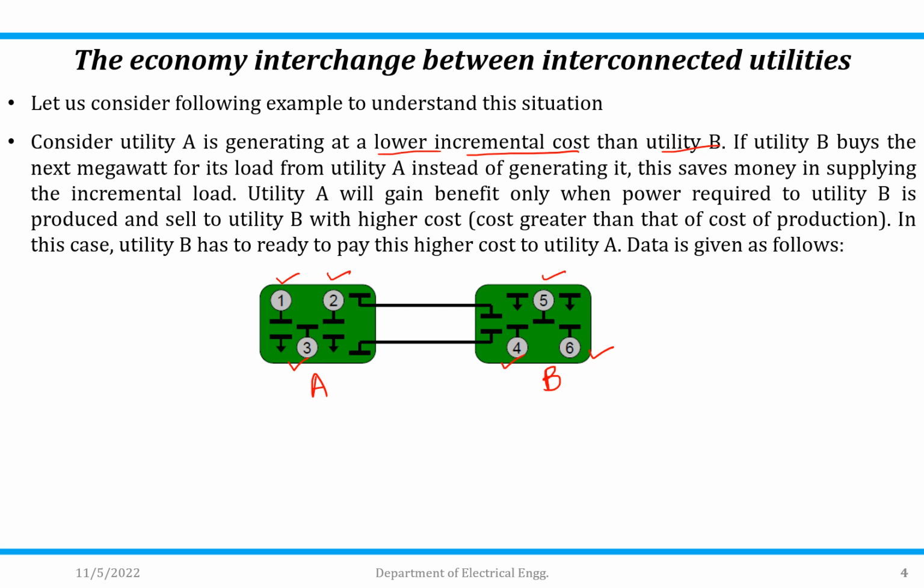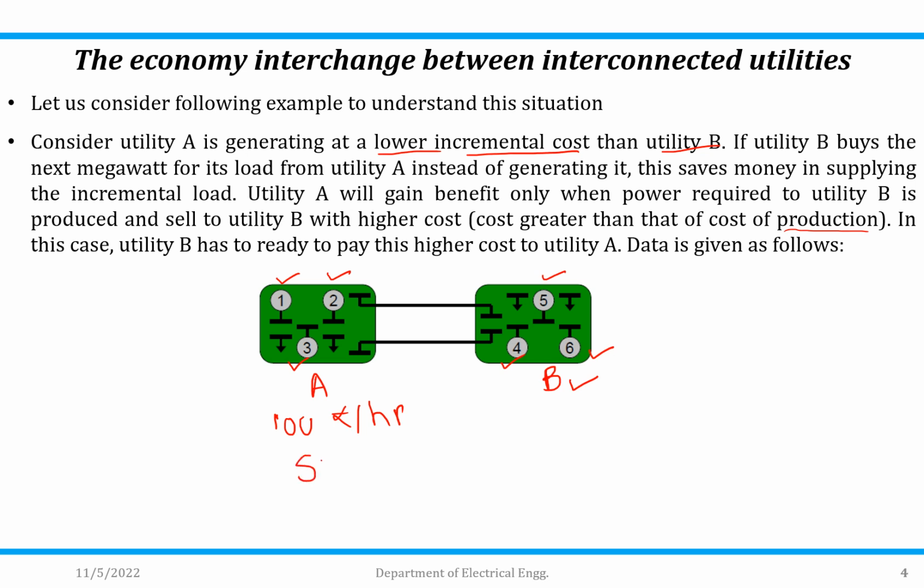Utility A will gain some benefit only when the power required by utility B is produced and utility A sells that power to utility B at a higher cost, that is, a cost which is greater than the cost of their production. So in this situation, utility B has to be ready to pay this higher cost to utility A. I will give you a very simple example. Suppose the cost of generation to utility A is, I'll write it here, 100 rupees per hour, let's say. Now utility B has demanded some power.